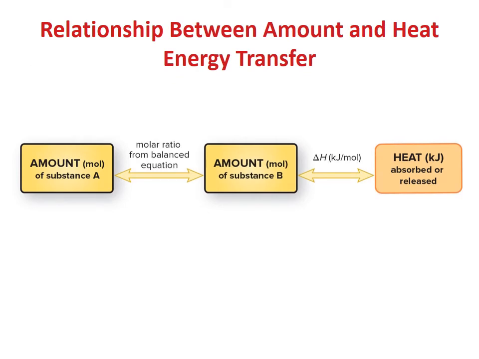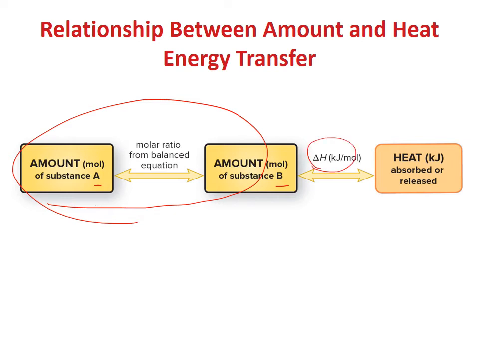So in a balanced equation, we can convert between substance A and substance B to calculate the number of moles. And now in a thermochemical equation, we add enthalpy so that we can calculate the heat absorbed or released during the reaction.